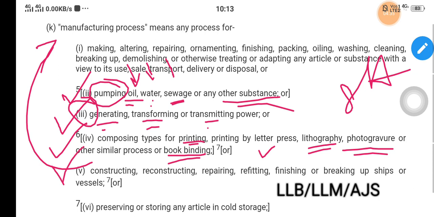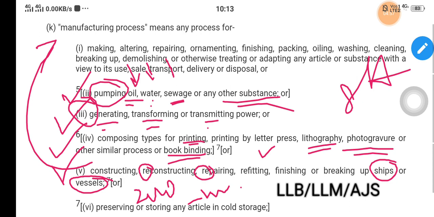Or 5. Constructing, reconstructing, repairing, refitting, finishing, or breaking up ships or vessels. What will you do with ships and vessels? First of all, they will construct, then reconstruct, then repair, which we know the meaning of, then refitting, finishing, and then breaking up ships or vessels.